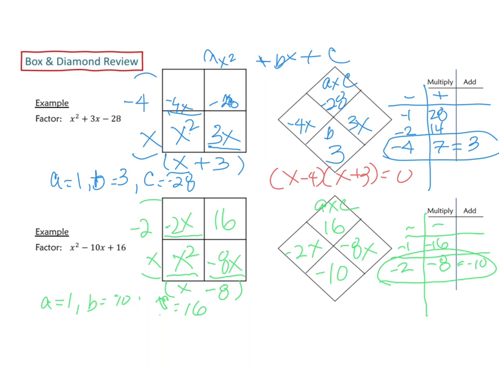So our factors for x squared minus 10x plus 16 are, oh my goodness, I'm going to write the original problem again for you. It's x minus 2 times x minus 8.